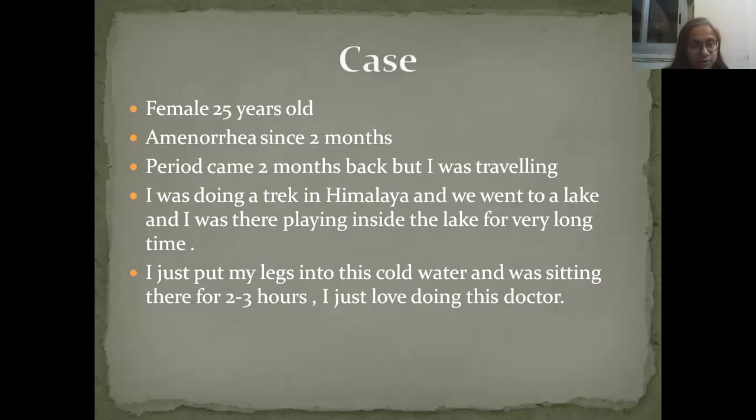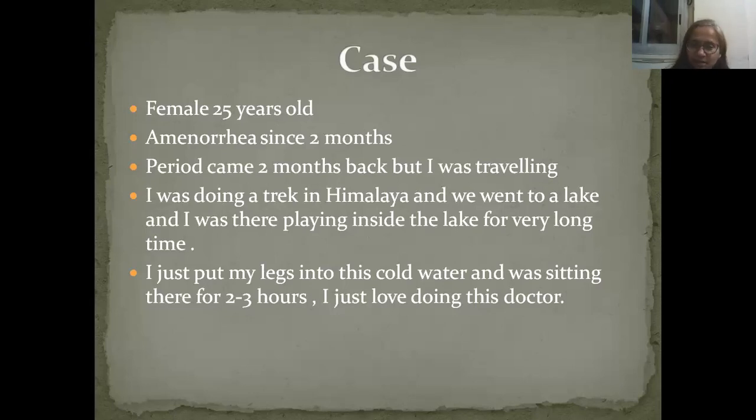This is a female of 25 years old, amenorrhea since 2 months. This was an acute case for me because she did not have any history of hormonal imbalance, PCOD, or pregnancy, or anything like that. This girl, this specific case taught me a lot about clinical repertories, about how to understand a person. So she has a complaint of amenorrhea from 2 months.